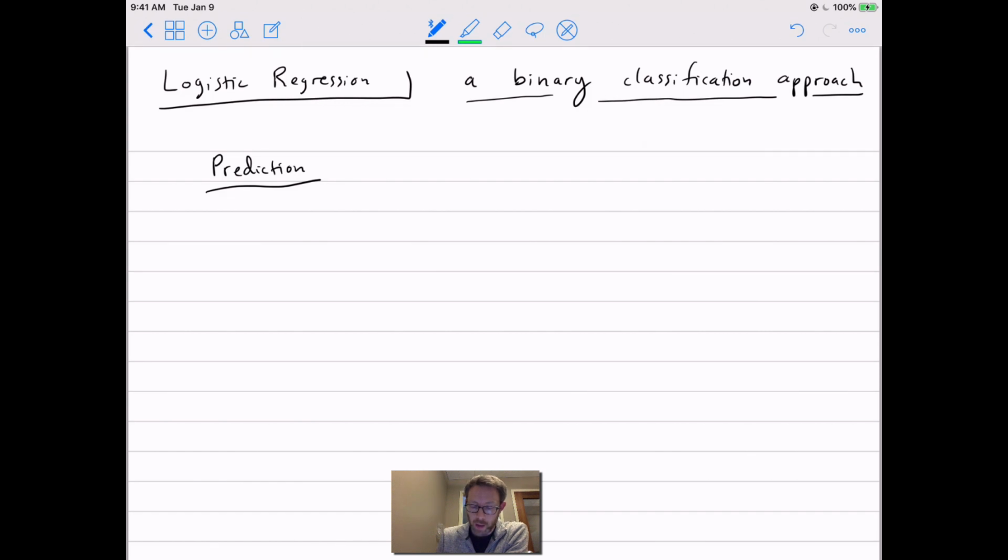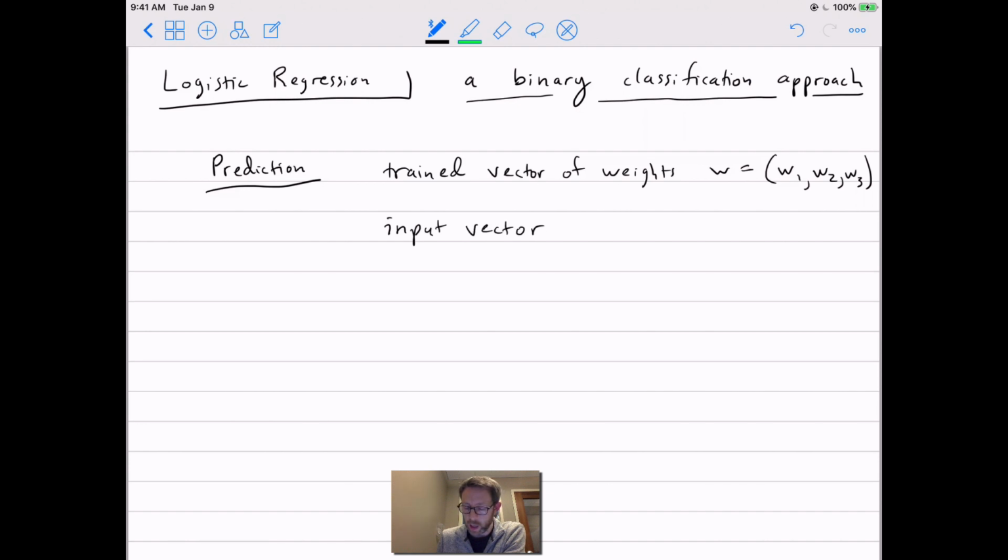So we have a trained vector of weights. I'll use the word W for weights. And let's pretend it's a length 3 vector, which is a very simple case. And then we have some kind of input vector, which we've never seen before, but this is our unlabeled data. Input vector X. So this is unlabeled data.